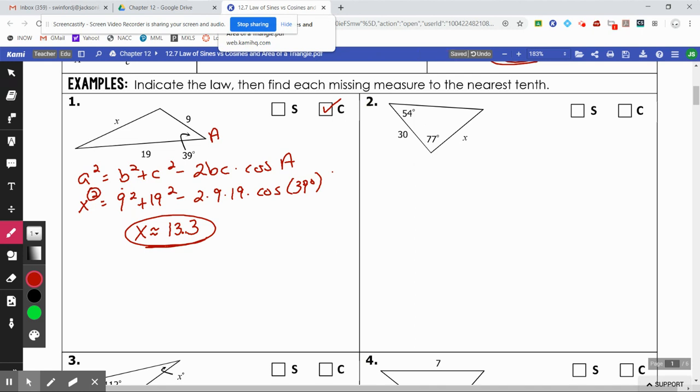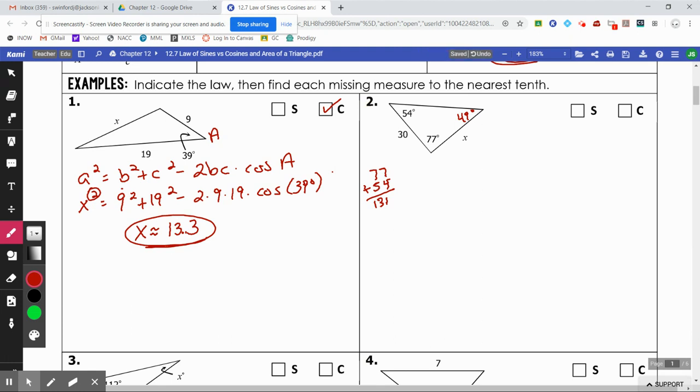The second one, again, we're going to try to use our law of sines if at all possible. Now, we have two angles, so anytime in a triangle you have two angles, remember that you really have all three angles. The three angles add up to 180, so you have a 77 and a 54. Let me add that together. That's going to be 131, which leaves you with a 49-degree angle.